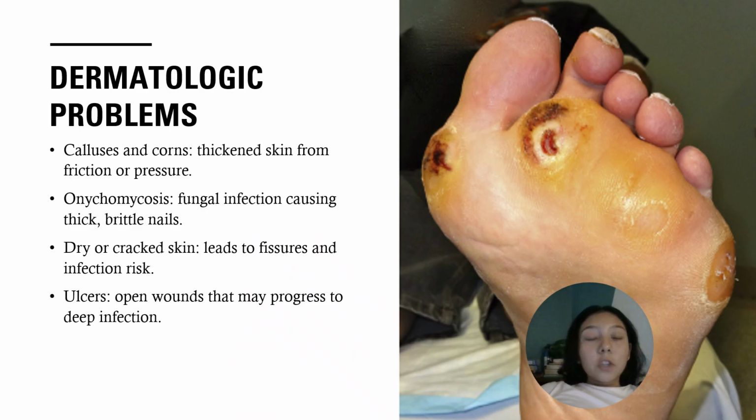Now, from a dermatologic point of view, these are issues in older adults that often affect the skin and the nails of the feet. Now, calluses and corns form as thickened skin due to friction or pressure, often due to ill-fitting shoes. Onychomycosis, the fungal infection, is also considered here under dermatologic problems.